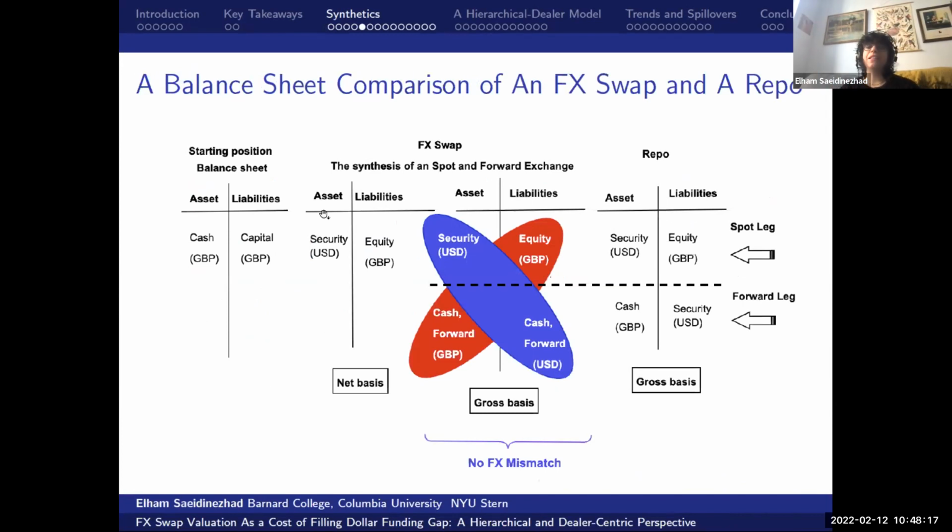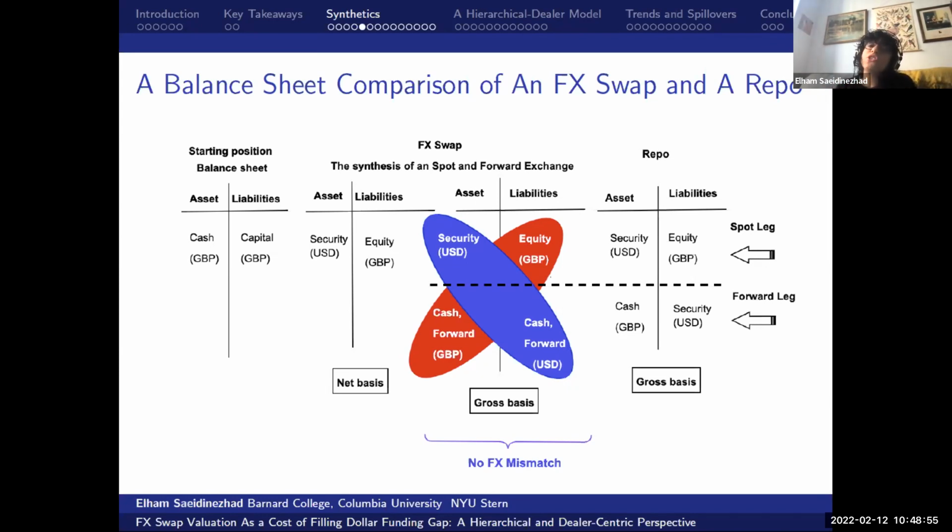So this is basically an example. Let's assume that you are a British pension fund, and that when you are starting your position, you have no debt, which means that you have this asset which is in cash, denominated in British pounds, and you have your liabilities, again with no debt. Now your capital is denominated in British pounds, and you just want to invest and purchase a US dollar or a US dollar denominated security. So you have 2 choices.